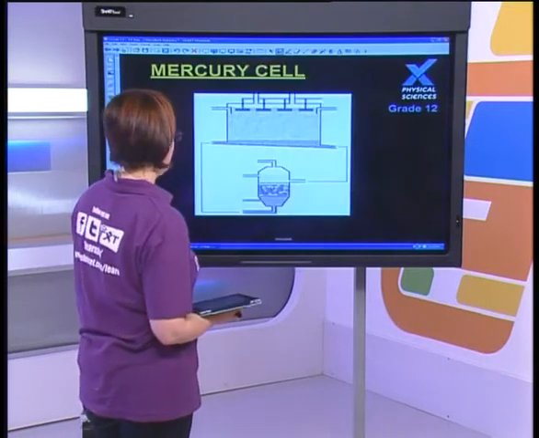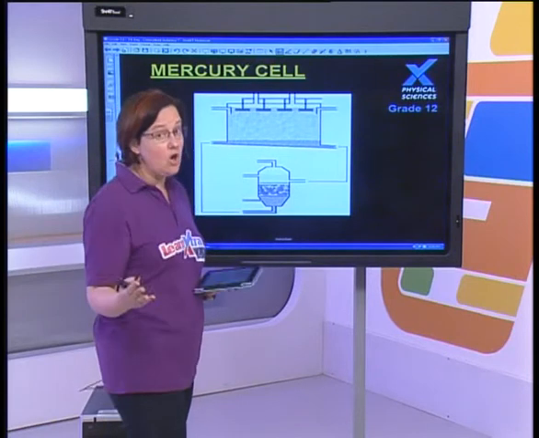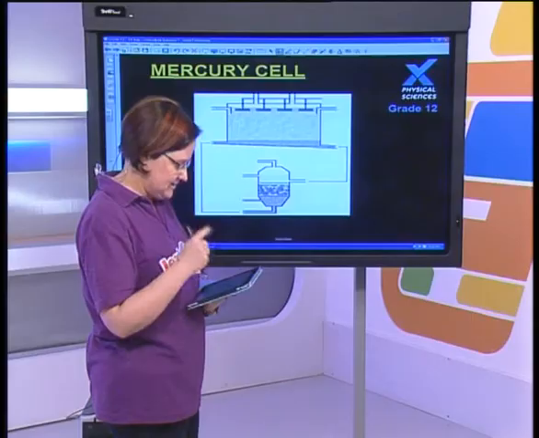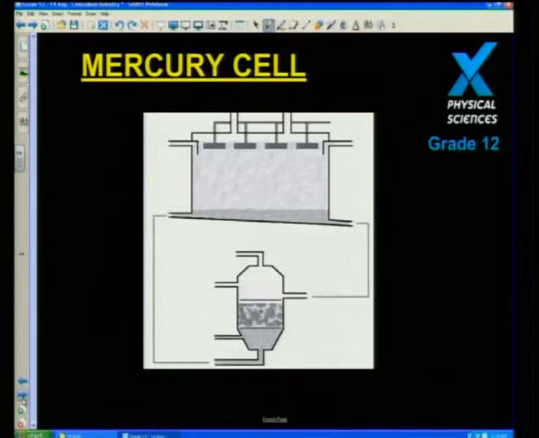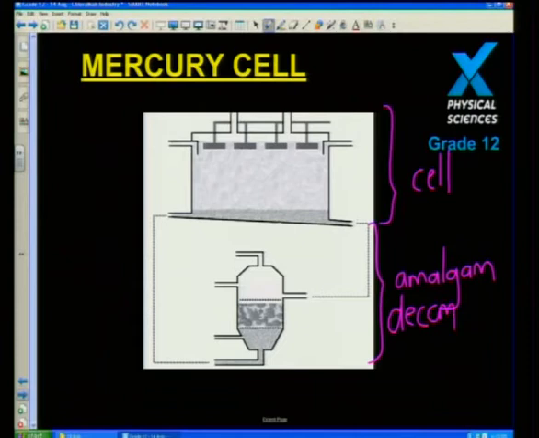Then, our last cell is the mercury cell. This is the oldest of the cells, which is why it's there. And the mercury cell actually has two components. The first part, which is here, is the actual cell part. And then this part is called an amalgam decomposer.